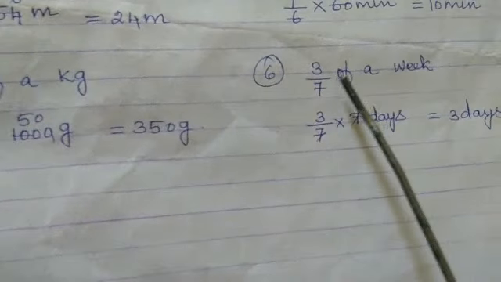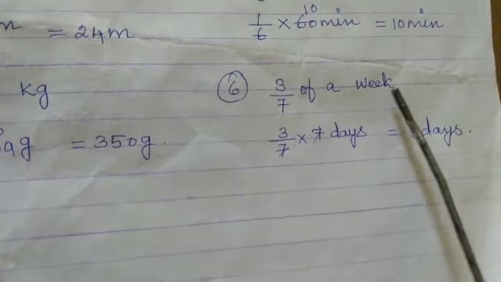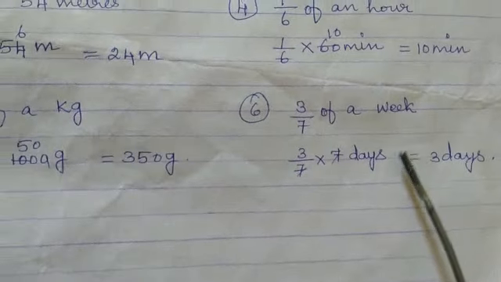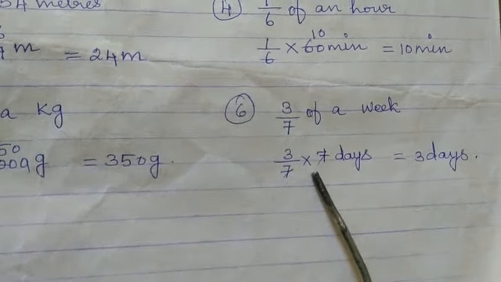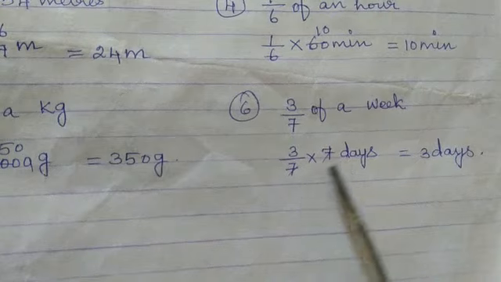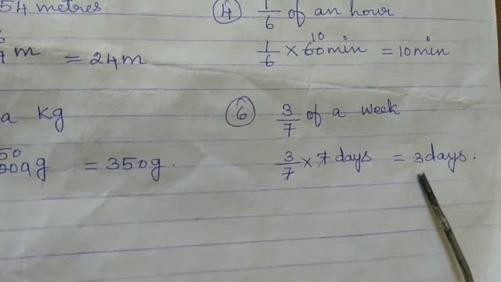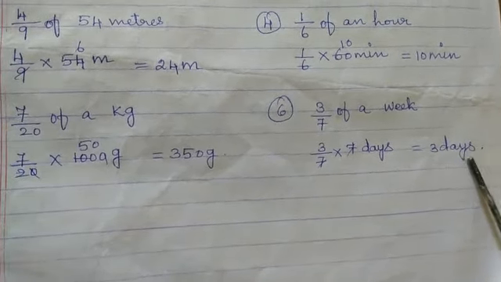Number 6. 3 by 7 of a week, that is 1 week. 1 week means that is only 7 days. 3 by 7 multiply by 7 days, then you have to cancel, do the process, then the answer will be 3 days. The unit is very important.